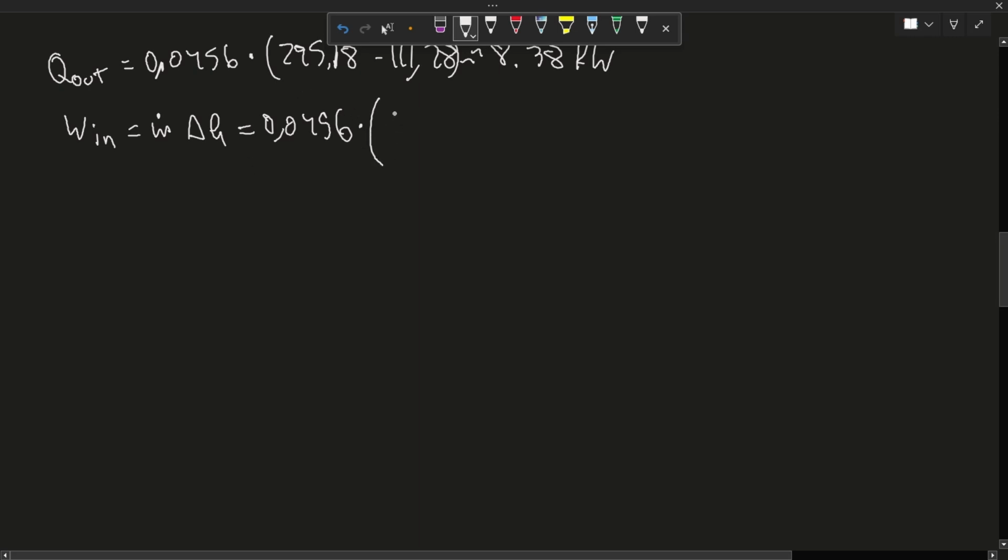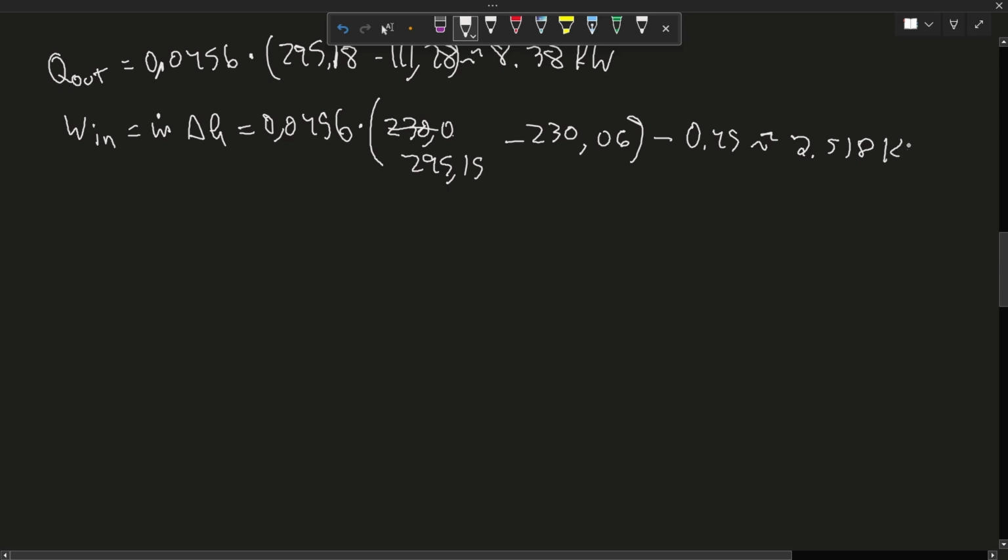h1 is equal to 230.0. No, sorry, you're taking h2 minus h1. My bad. 295.15 minus 230.06, minus the 450 watts, but this is in kilowatts, so 0.45. This is going to give you a value of about 2.518 kilowatts.